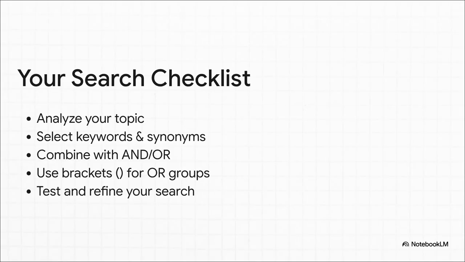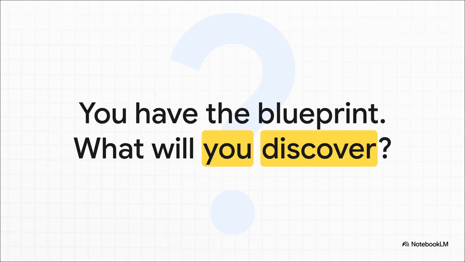So let's boil it all down to a simple checklist you can use every single time. First, really analyze your topic. Second, pull out those core keywords and think of synonyms. Third, combine them with and or. And don't forget to use brackets for your or groups. And last, always be ready to test and refine your search. It's a process. So there you have it. You've got the blueprint. You have the tools to cut through all the noise and find precisely what you're looking for. The only question left is, what are you going to go discover?